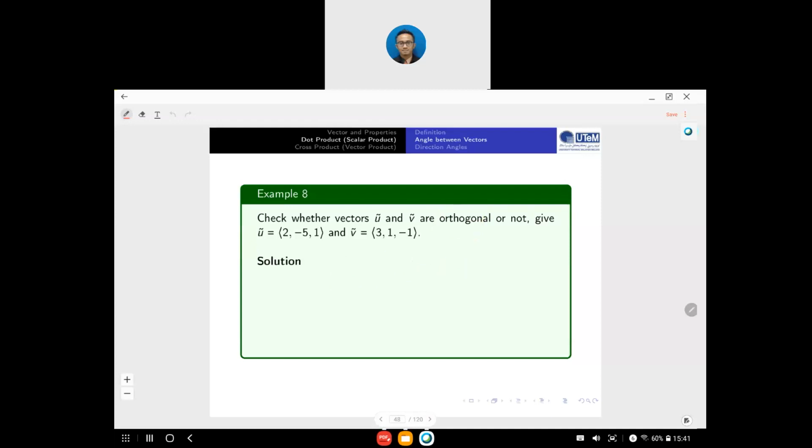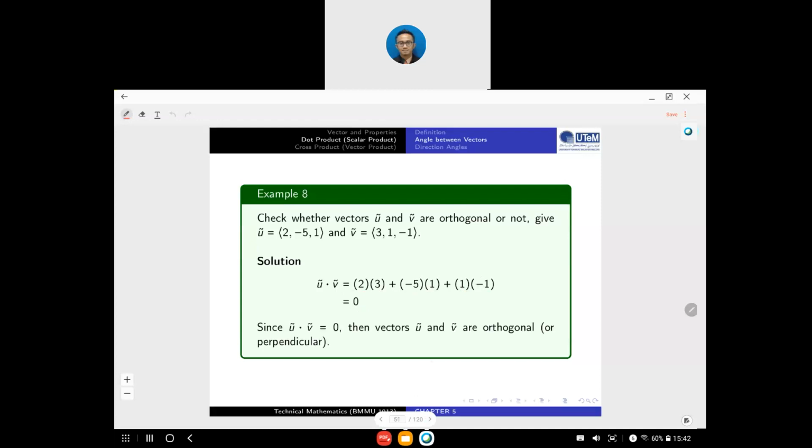Okay, dot product between these two vectors: 2 times 3 plus negative 5 times 1 plus 1 times negative 1. Okay, so this one you can get 0. Okay, since the dot product equals 0, you have to make a conclusion. Since u dot v equals 0, then vectors u and v are orthogonal.